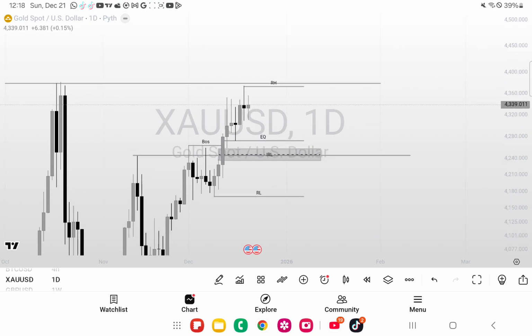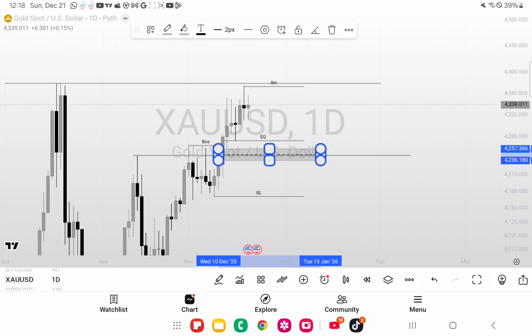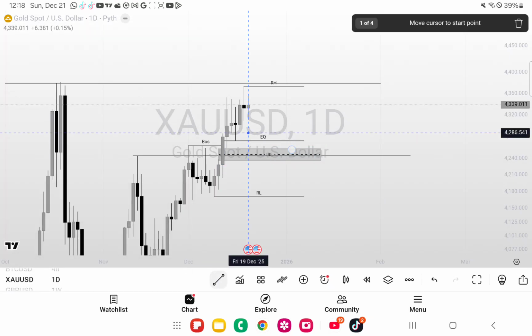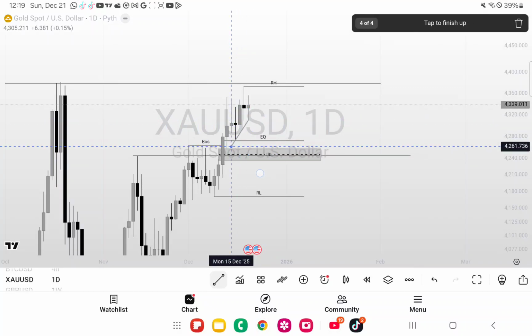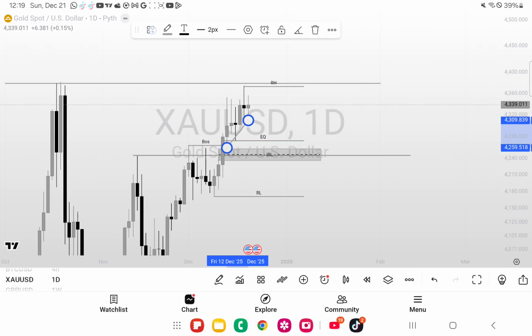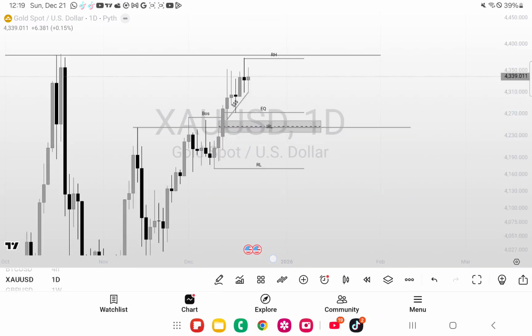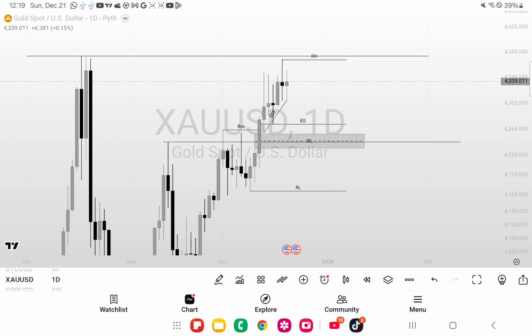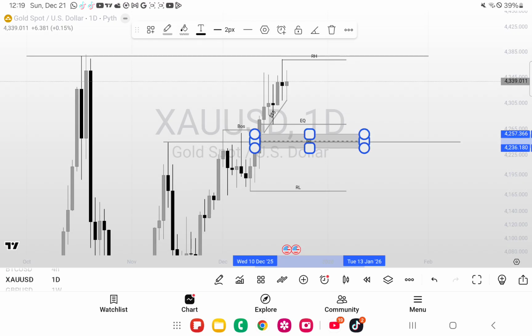So within this range, we have this internal range liquidity, and also we have this inducement. All this is liquidity sitting below this line. So we'll be using this internal range liquidity to buy more. So next week when the market opens, we'll be targeting this, which should be our key level.